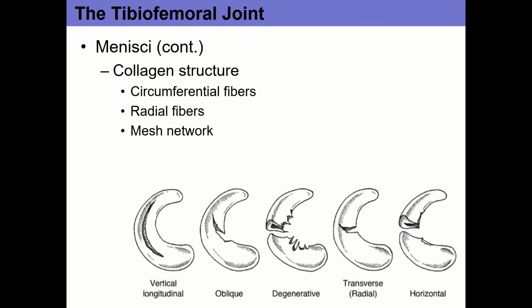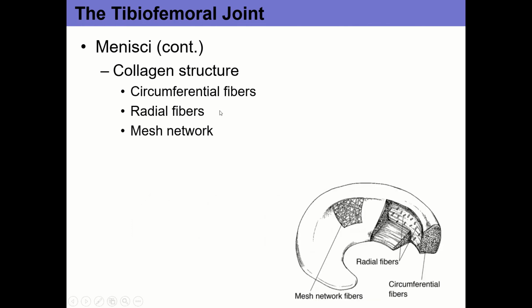Remember that they increase the congruity between the tibia and the femur, and so they help stabilize the joint. They limit anterior posterior motion in particular, and then they help with shock absorption. Whenever you get compression between the femur and the tibia, as mentioned last time, based on the different directions of the fibers, the most superficial fibers will kind of press out. And so that helps absorb some of that compressive stress.